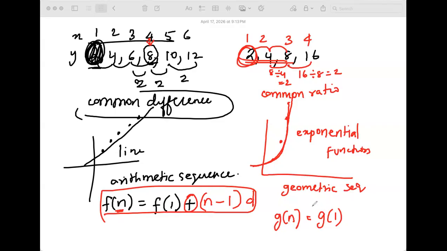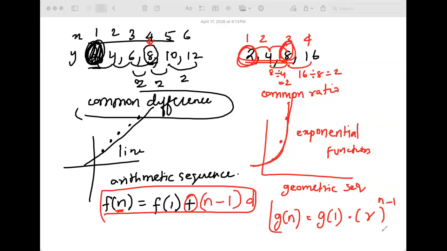How many times? Suppose this is the nth term I want. How many common ratios will you multiply? Come on. 2. 2, but what is it in terms of n? Minus 1. N minus 1 common ratios you will multiply, right? So you are going to multiply the first term with the common ratio, but how many times? Power n minus 1. Got it?